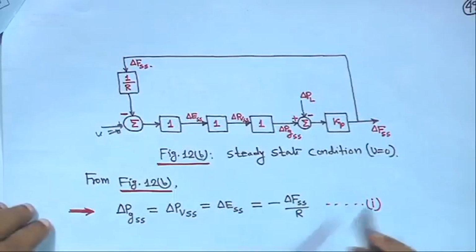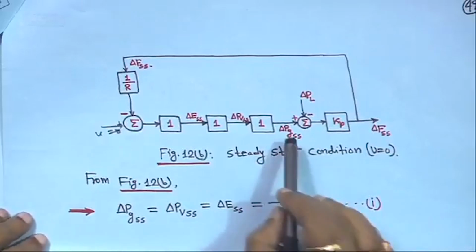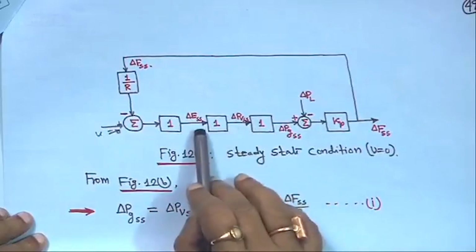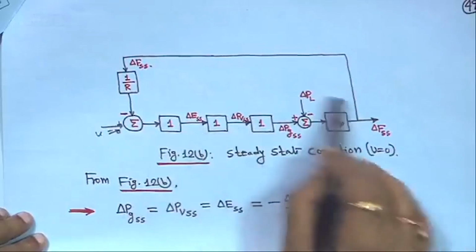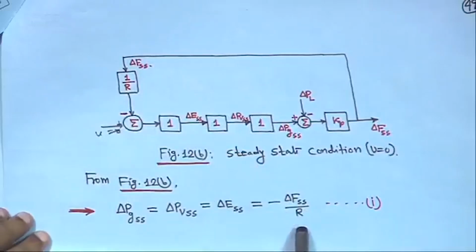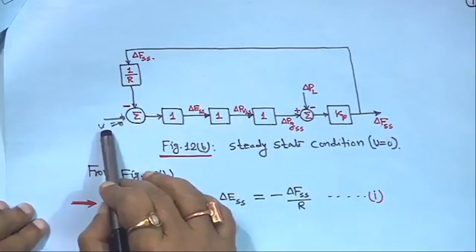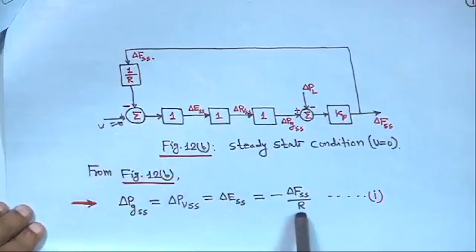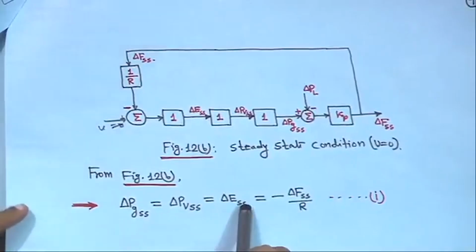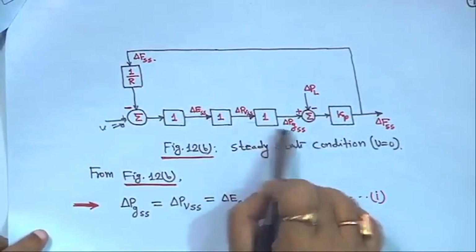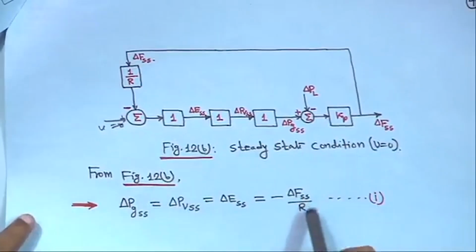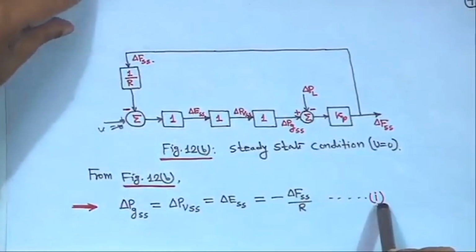So, from this figure what we will get is 1. So, delta PGSS will be delta PVSS and is equal to delta ESS, which is equal to minus delta FSS upon R, because anyway U is 0. This is one condition, that these 3 values at steady state are all equal, because all are coming 1, 1, 1. So, this is one equation. This is equation 1.